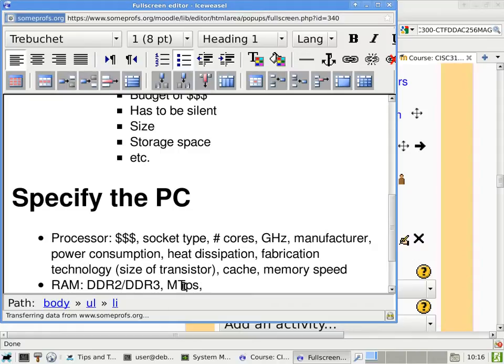Now MTPS is mega transfers per second. It controls the speed of the memory. Most Core i processors at a medium range support up to maybe 1600 or so, and some less expensive ones only go up to 1333 or even less. The amount, okay, so that's going to be in gigabytes. Do you need 4 gigabytes, 8 gigabytes, or 16 gigabytes? That's the question.